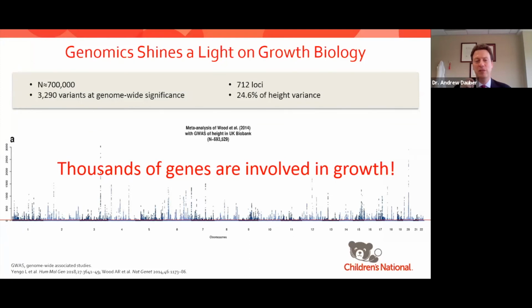And again, each of these regions has common genetic variants where each one may only contribute a millimeter or a few millimeters to height. But when you start adding up, there are 3,290 significant variants in those 712 regions. You can start to explain a significant portion of the variation in height. And it's estimated that just adding up all these common genetic variants, you might even explain 50 or 60% of the variation in height.